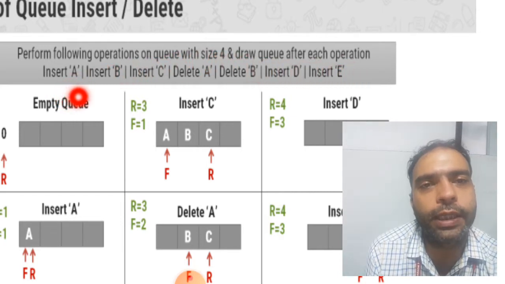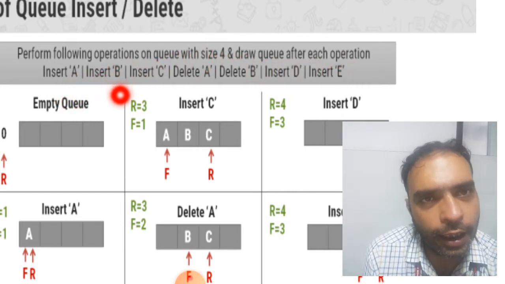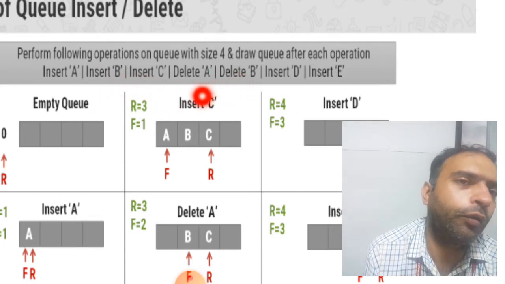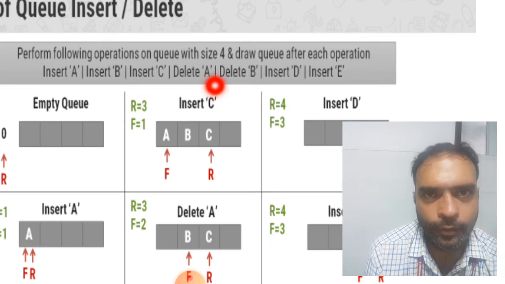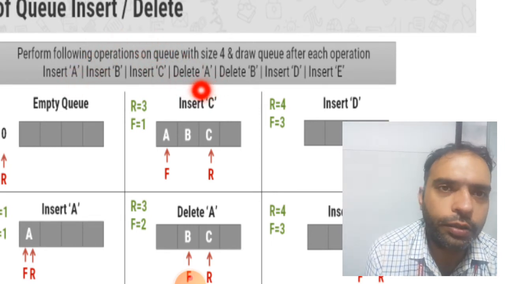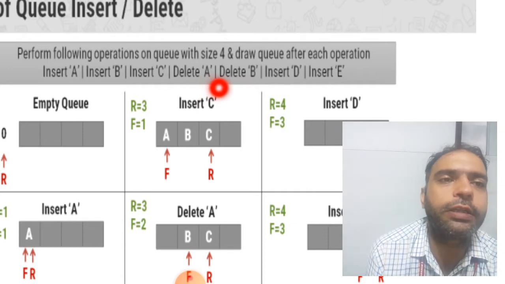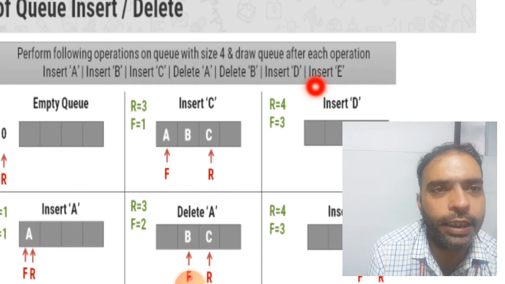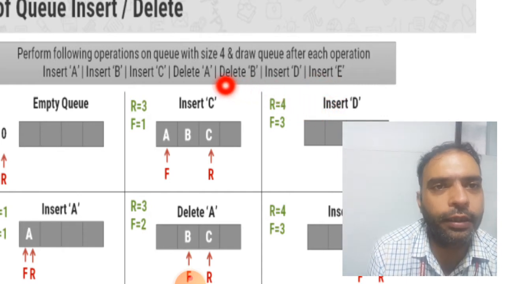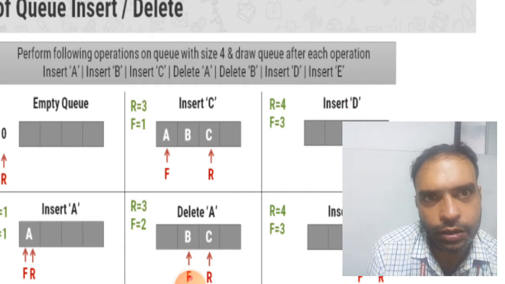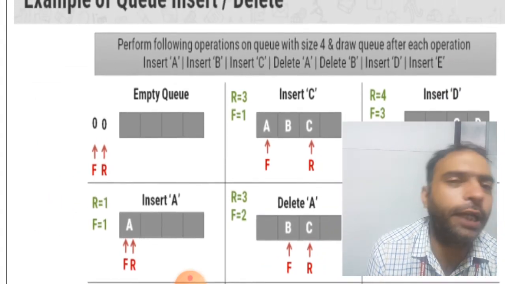First of all we have to insert A, that is an element, then insert B, then insert C. Then after, we have to delete A, as it is first, so that will be deleted first, right? Then next B, then insert D, then insert E. So delete A, delete B, insert D, insert E. So here what will be done, we will see here.